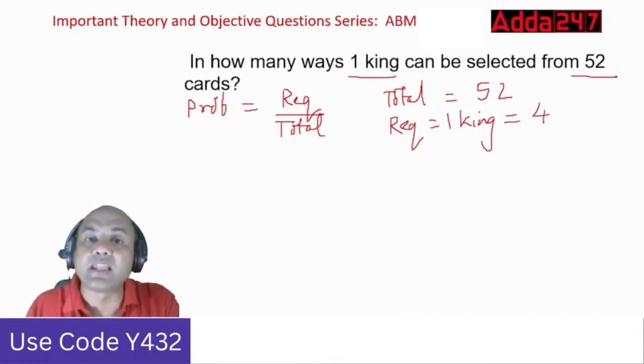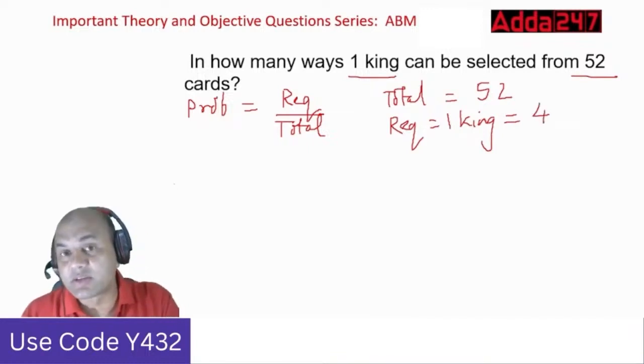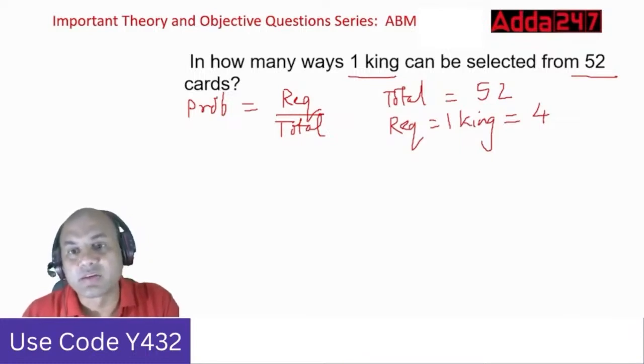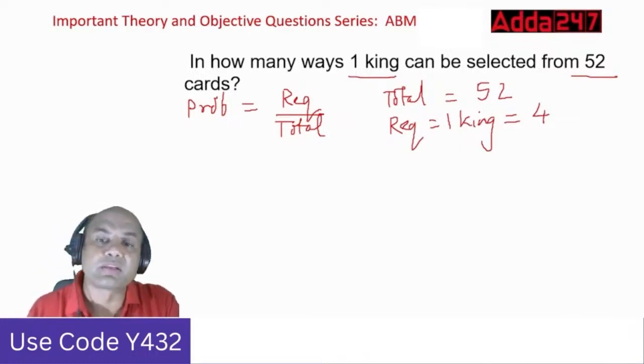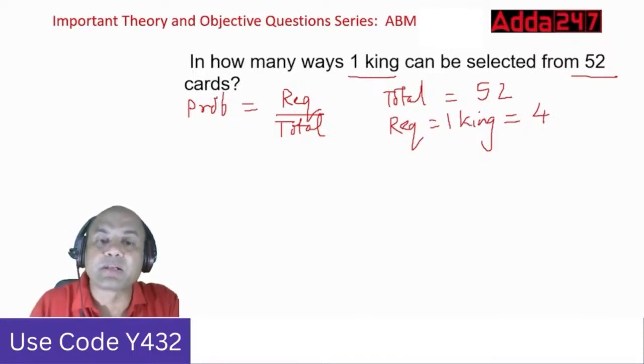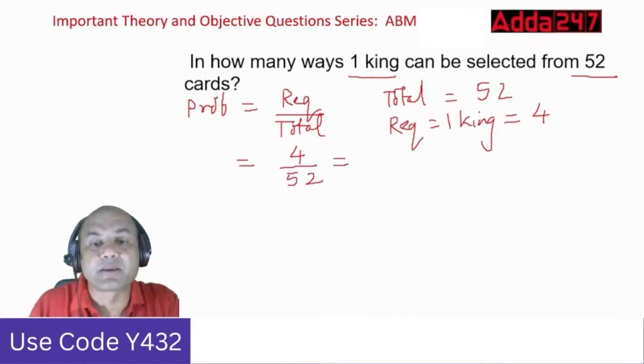So I can select any one of these 4. Is it given one king of this, one king of that? Nothing. So required equals 4 over here, right? So when the required number is 4, my probability will be what? Probability equals required 4 upon 52. Now give me the answer. That becomes 1 upon 13.